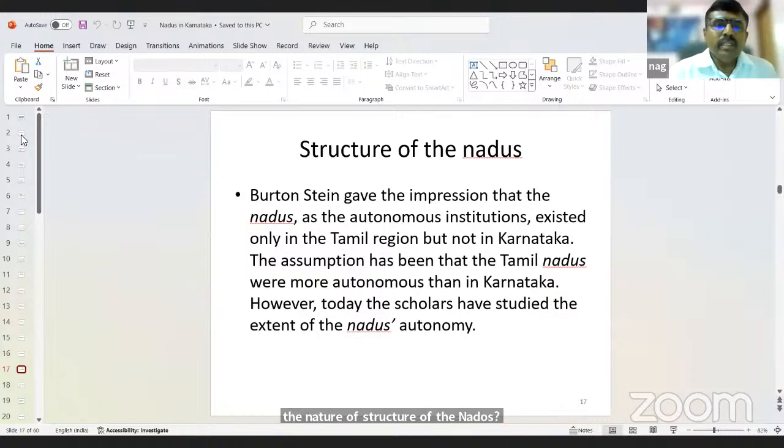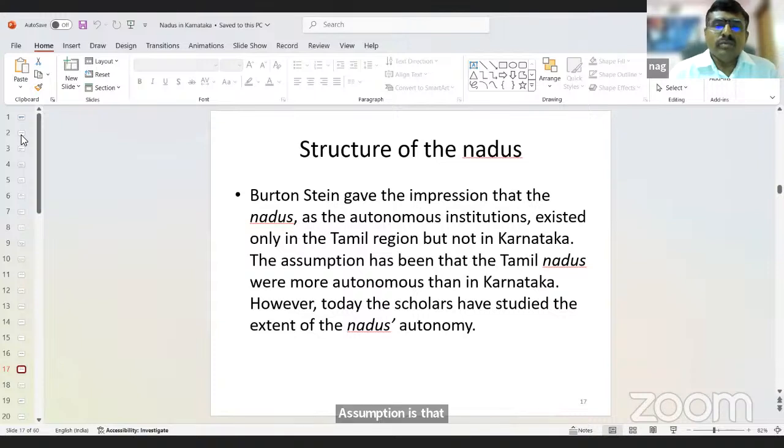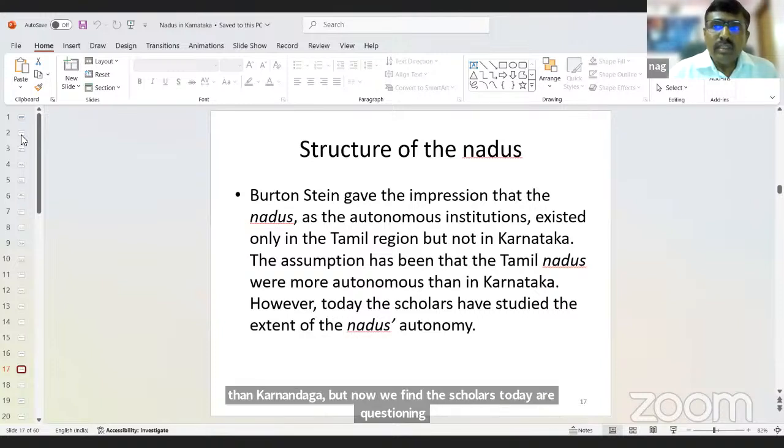Buttenstein gives the impression that the Nadus were autonomous institutions, but they existed only in the case of the Tamil region, not in Karnataka. So the assumption is that Tamil Nadus were more autonomous than in Karnataka, but now we find scholars today questioning even the autonomy of the Nadus in Tamil Nadu.